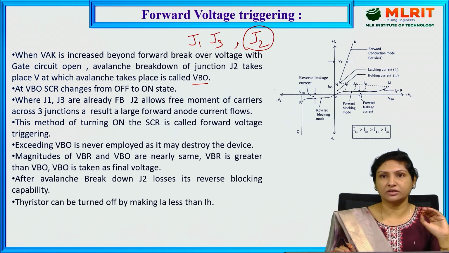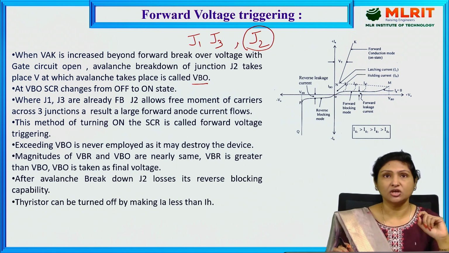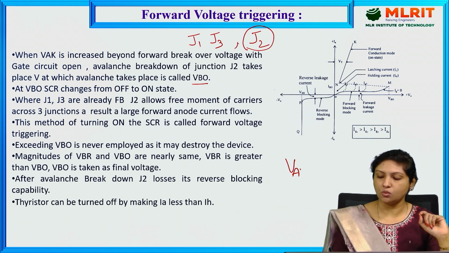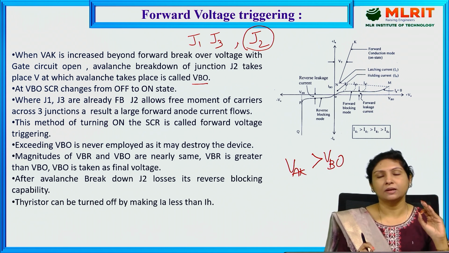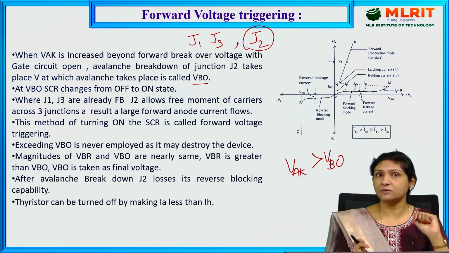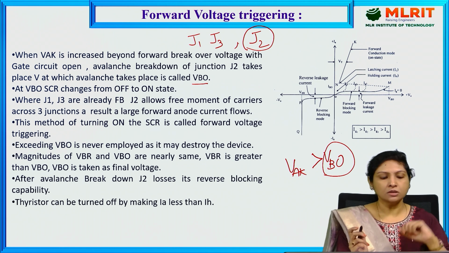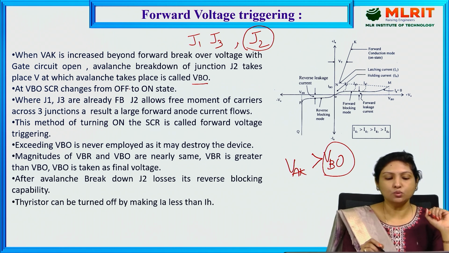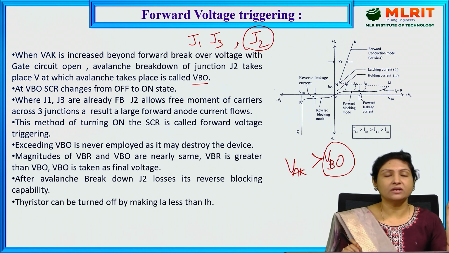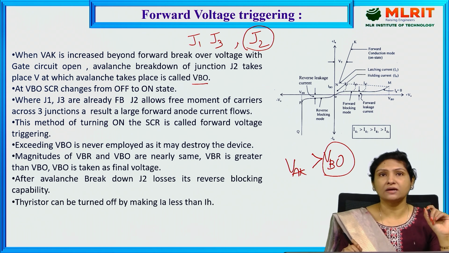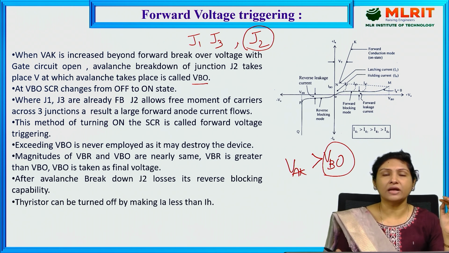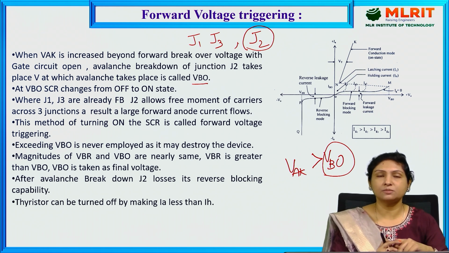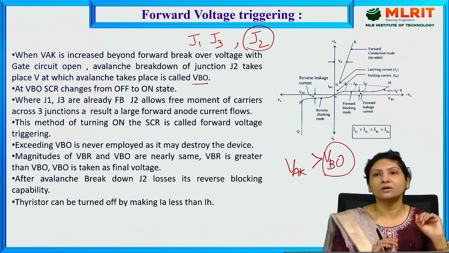So here in forward voltage triggering, we are increasing the anode to cathode voltage beyond the forward breakover voltage. That is, the anode to cathode voltage is made greater than the forward breakover voltage. In that case, junction J2 will break down. This phenomenon is called avalanche breakdown, and the voltage at which avalanche breakdown takes place is called the forward breakover voltage. So at VBO, the SCR changes from off state to on state, where junctions J1 and J3 are already forward biased, and now J2 allows free movement of carriers across the 3 junctions. As J2 is broken down, a large forward anode current flows through the device. This method of turning on the SCR is called forward voltage triggering.